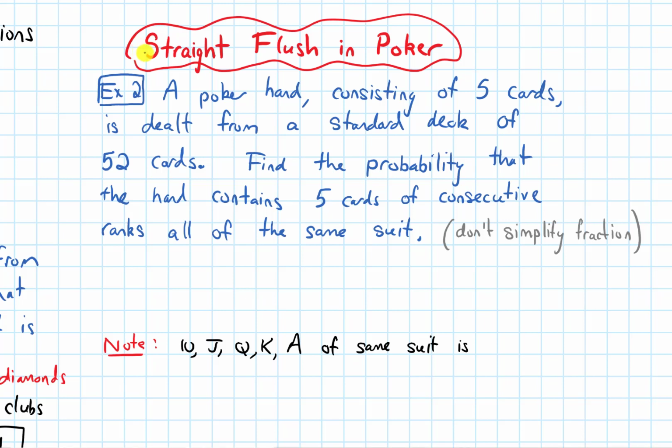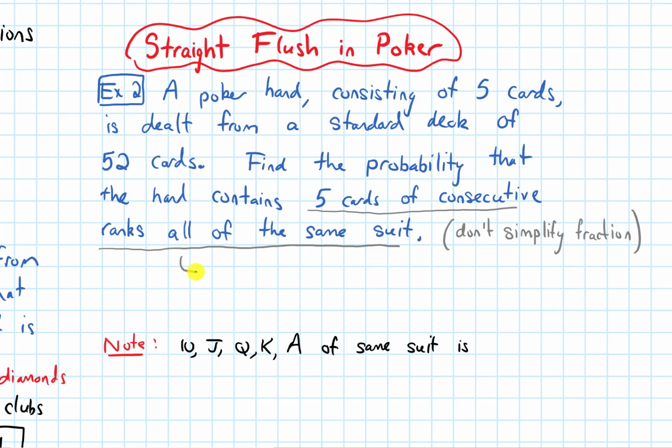In this video, we will find the probability of getting a straight flush in poker. So this example says that a poker hand consisting of 5 cards is dealt from a standard deck of 52 cards. Find the probability that the hand contains 5 cards of consecutive ranks, all of the same suit. And don't simplify your fraction that you get at the end of the problem. So when we have 5 cards of consecutive ranks, all of the same suit, that is called a straight flush.